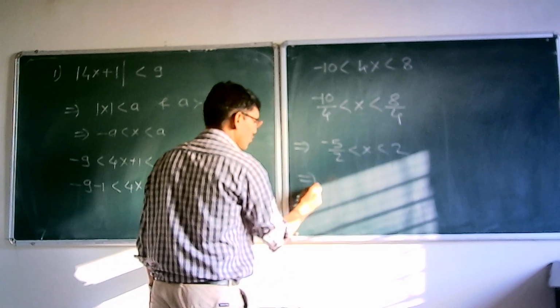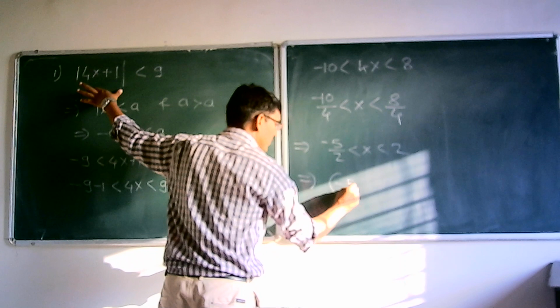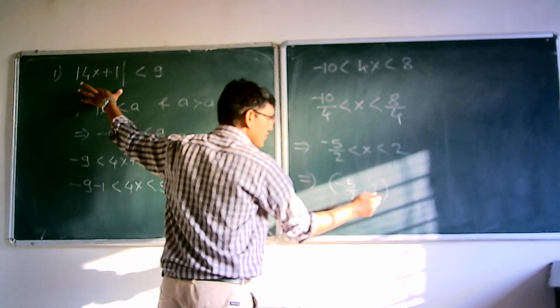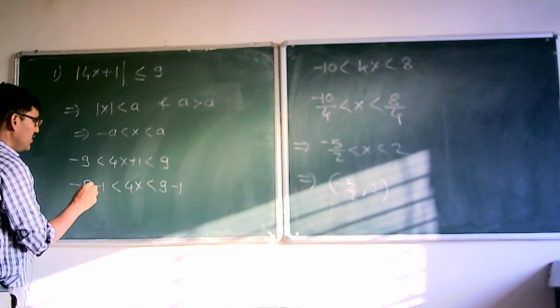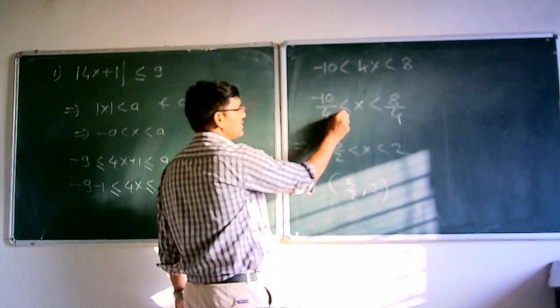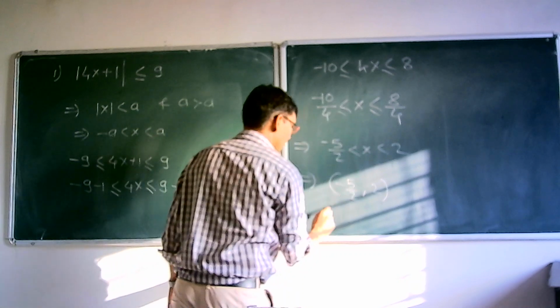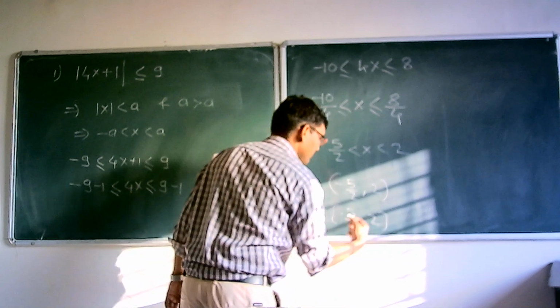So what is the solution of this inequality? It is minus 5 by 2 to 2. It is an open interval. If it is less than or equal to 9, then this becomes less than or equal to, and your answer will be minus 5 by 2 less than or equal to x less than or equal to 2.